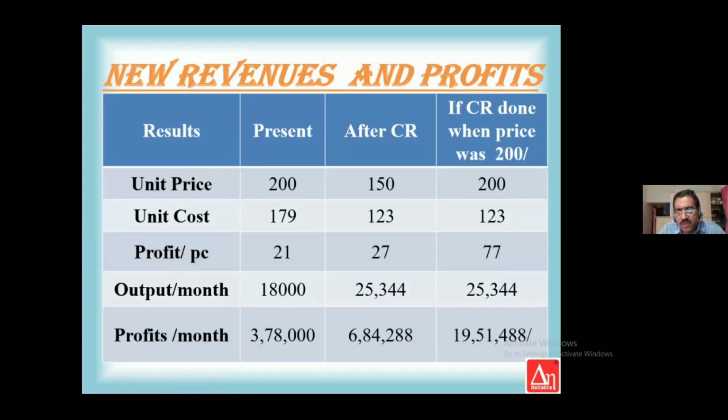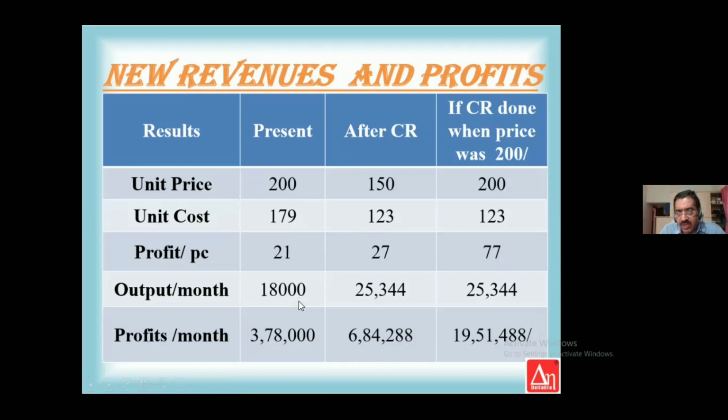Now, taking these two into consideration, let us see how the revenues of the companies change. Earlier, the unit price was 200 rupees. Now it is 150. Unit cost was 179. We are able to achieve 123. Profit per piece was 21. Now we are able to do 27.